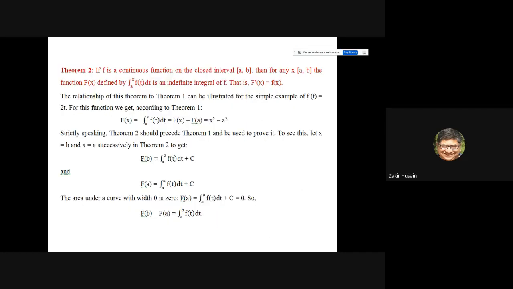Okay. Next we come to the second theorem, and we are approaching the end of the lecture. If f is a continuous function on the closed interval [a, b], then for any x which belongs to [a, b], the function F(x) is defined by the integral from a to x of f(t) dt, which is an indefinite integral of f.